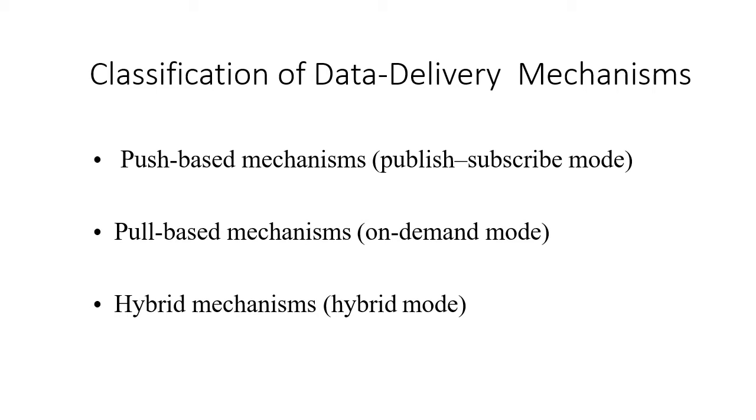Classification of data delivery mechanisms. See, this is how the delivery mechanism of data in a mobile device is classified. There are three mechanisms of classification. As you know, one is the push-based mechanism. In the initial introduction part, we learned about the services of a mobile device, and in that we learned about push and pull mechanisms. The same thing will be read here in an elaborate way. Push-based mechanism, otherwise we call it publish-subscribe mode. Pull-based mechanism, otherwise we call it on-demand mode. And hybrid mechanism, otherwise we just call it hybrid mode.